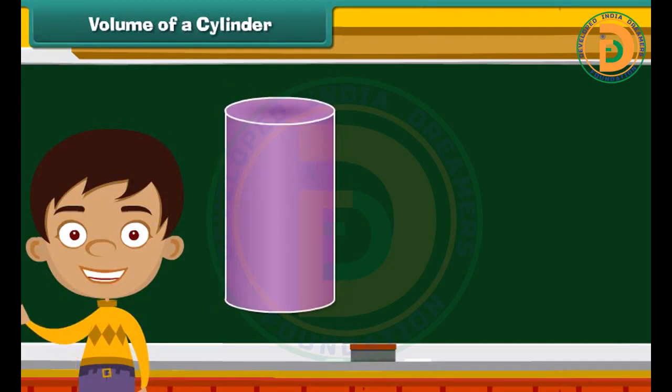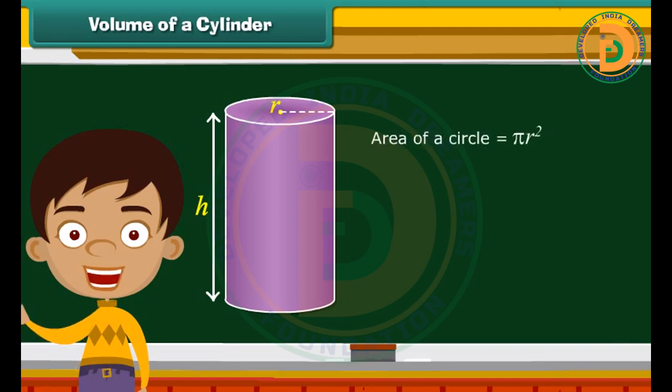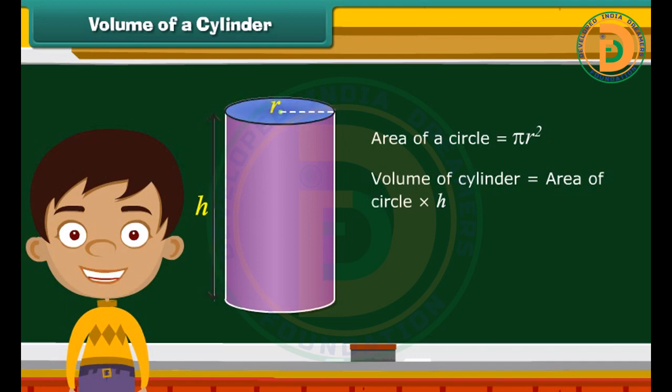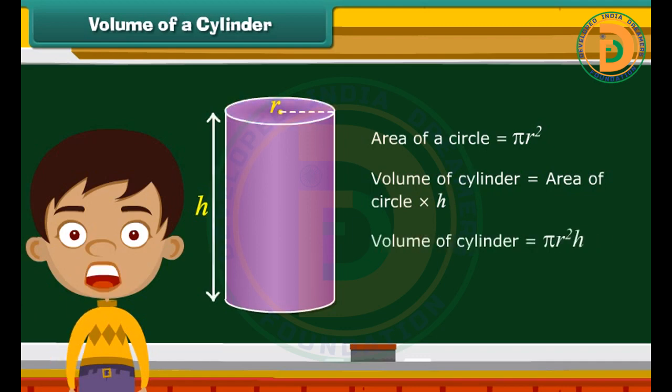A solid that has the shape of an ordinary tin can or a drum is a cylinder. The two bases of a cylinder are circular in shape. We know area of a circle is equal to pi r square. For calculating volume, we will multiply area of a circle with the height. So, the volume of cylinder is equal to pi r square into h.